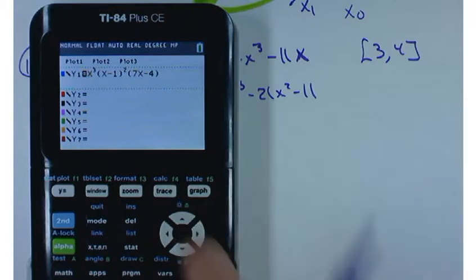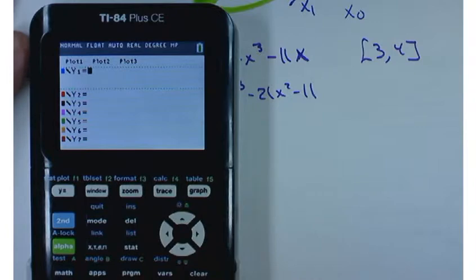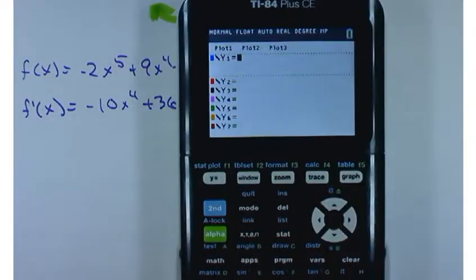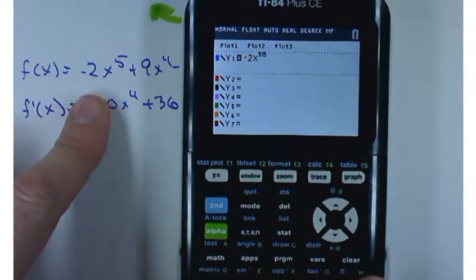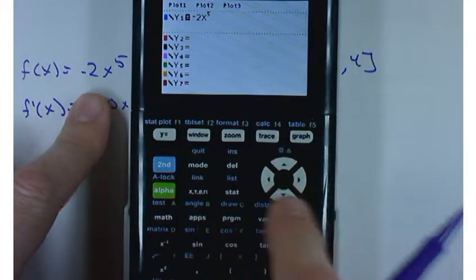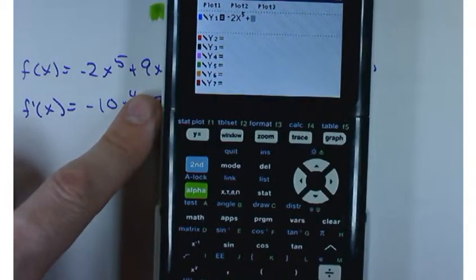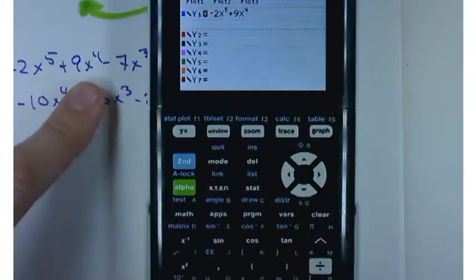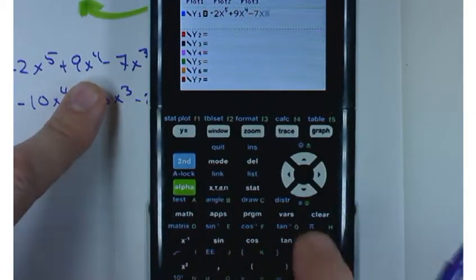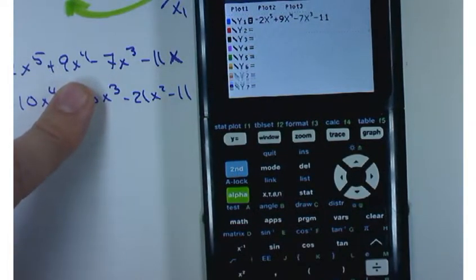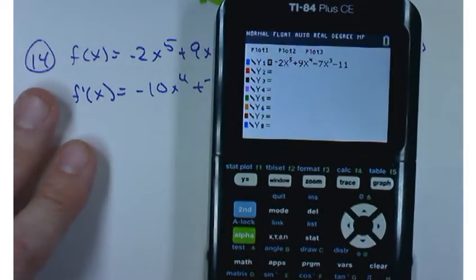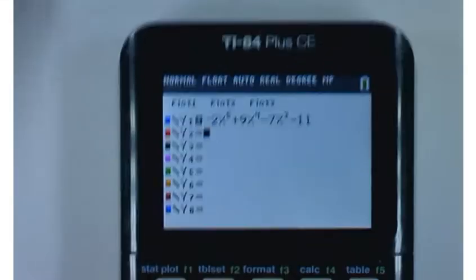So let's put both of our functions into y1 and y2. The first one is our f of x: negative 2 x raised to the fifth. Press the right arrow to exit the exponent, plus 9 x to the fourth. Again, right arrow, minus 7 x cubed, minus 11x. So that's our function.